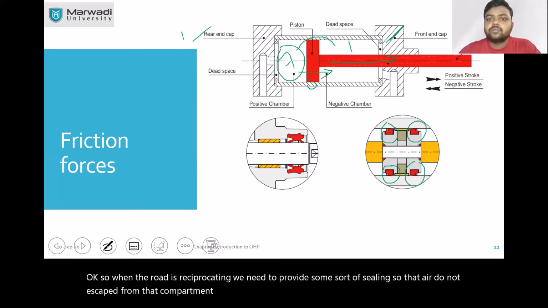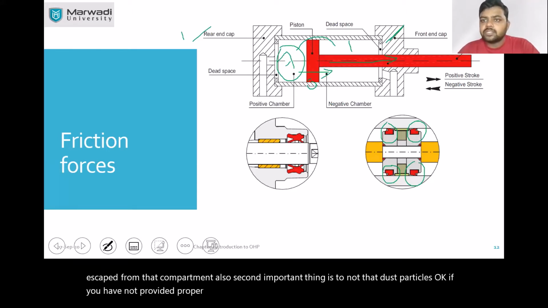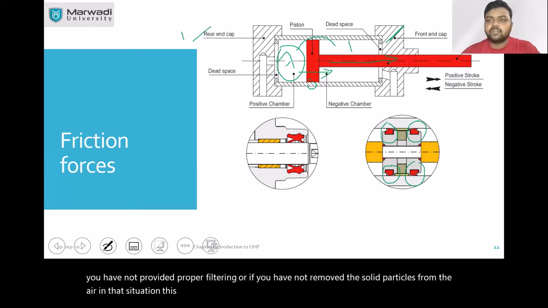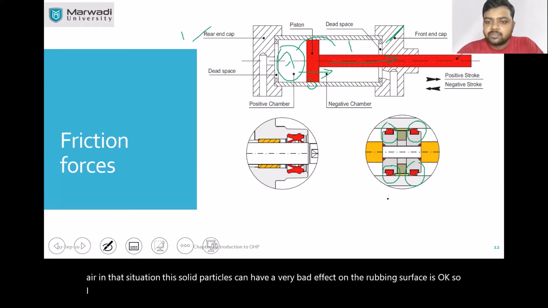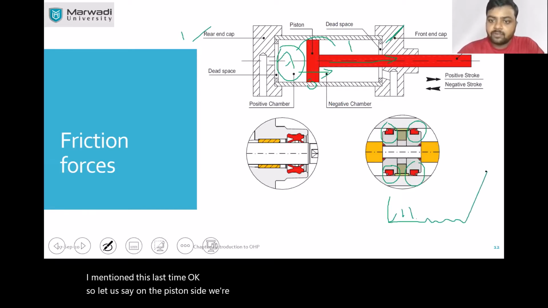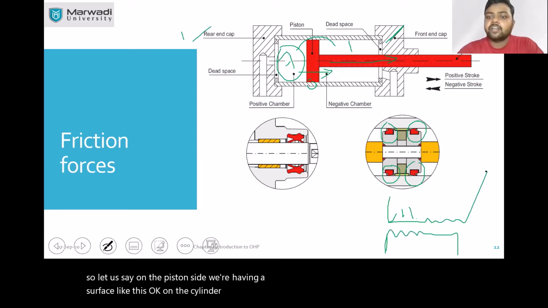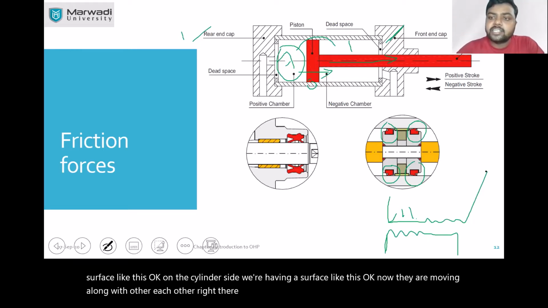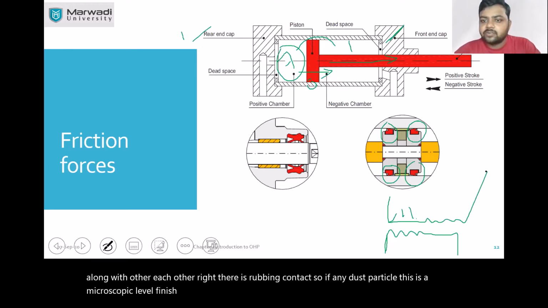The second important thing to note is dust particles. If you have not provided proper filtering, or if you have not removed the solid particles from the air, these solid particles can have a very bad effect on the rubbing surfaces. I have mentioned this last time. Let us say on the piston side we have a surface like this, and on the cylinder side we have a surface like this. They are moving along with each other, so there is a rubbing contact. This is a microscopic level finish, and there are some irregularities, as you can see, as I have indicated.